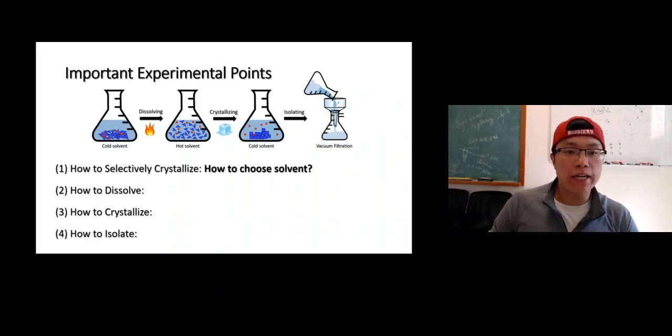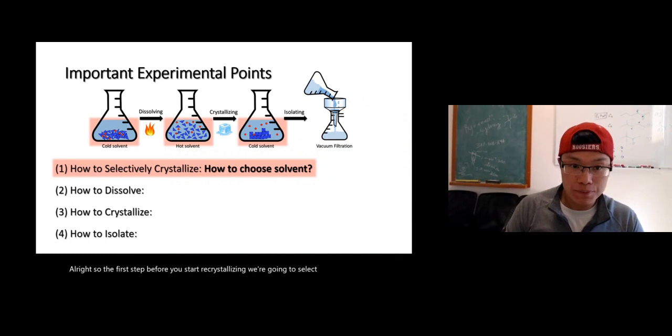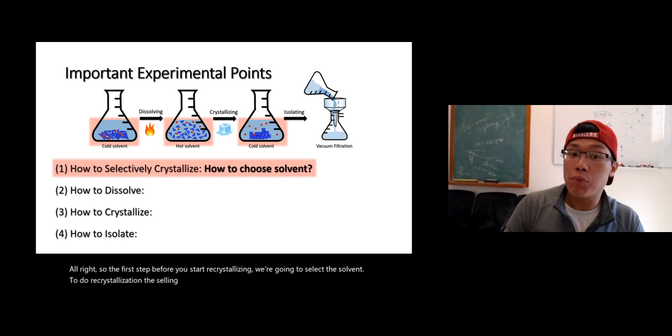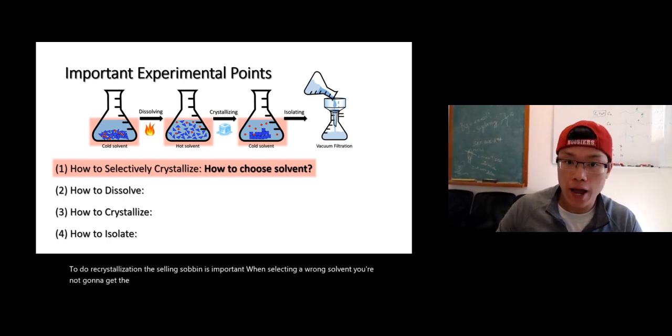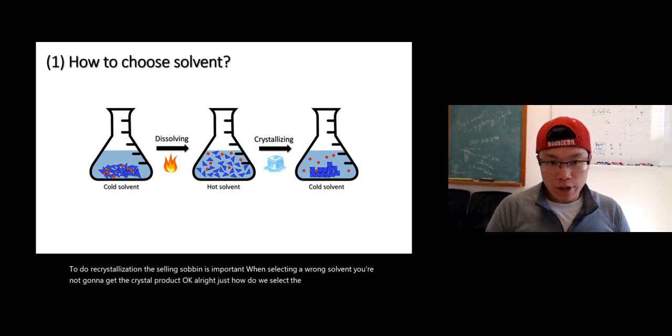All right, so the first step before you start recrystallizing, we're gonna select a solvent to do recrystallization. Selecting the solvent is important. With a wrong solvent, you're not gonna get the crystal product. All right, this is how to select the solvent. Talk about solvent real quick.